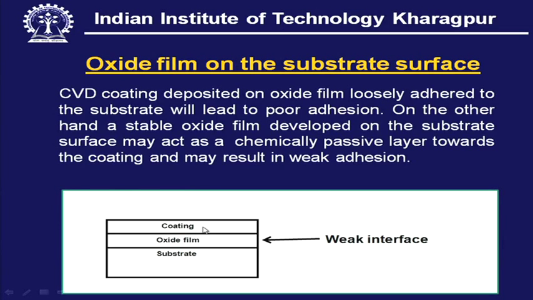However, there can also be a very stable oxide on this substrate. These substrates are oxygen getters, and immediately a stable oxide is formed on the substrate, which may not be cleaned by normal cleaning methods. So, this oxide layer, the oxide of the metal, will form a passive layer for the coating. This oxide layer will be chemically inert towards the coating, and the coating cannot have a good chemical attachment with the substrate. The result is a weak interface. So, at least we find that these are a few possible reasons which may lead to poor adhesion of the coating on the substrate.